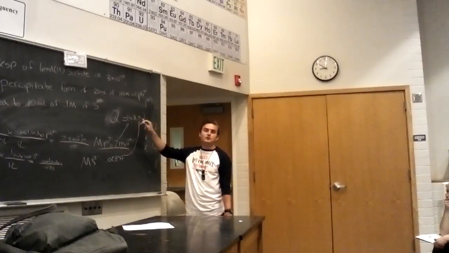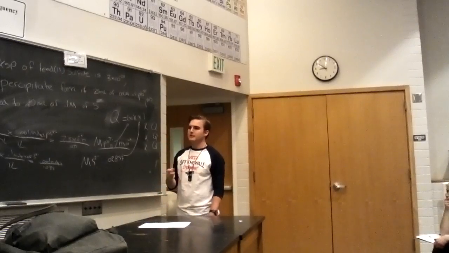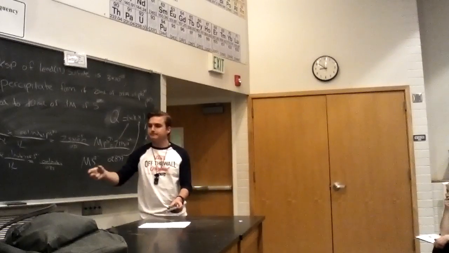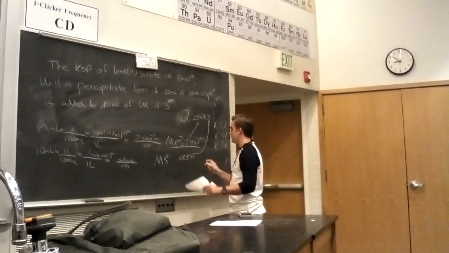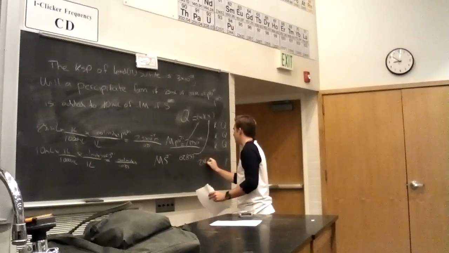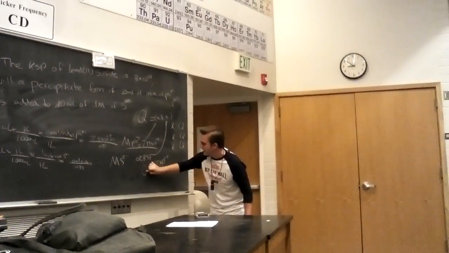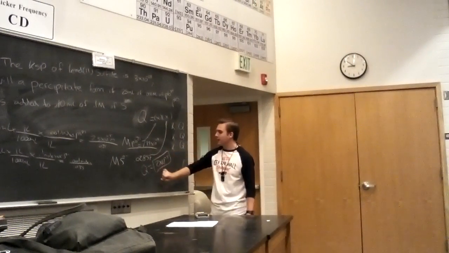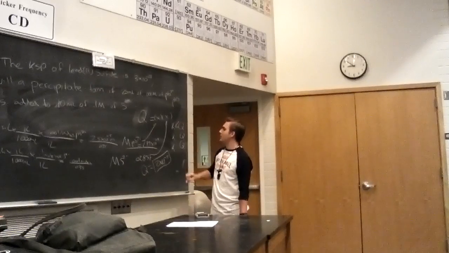And in this case, when I do the math, anybody do it? Yeah, what did you get? 2 to the negative 5. Okay, you got 2 times 10 to the negative 5. When I took these two, multiplied by each other, my Q came out to equal this. Is that greater or smaller than my KSP? Greater by a lot. So Q is greater.